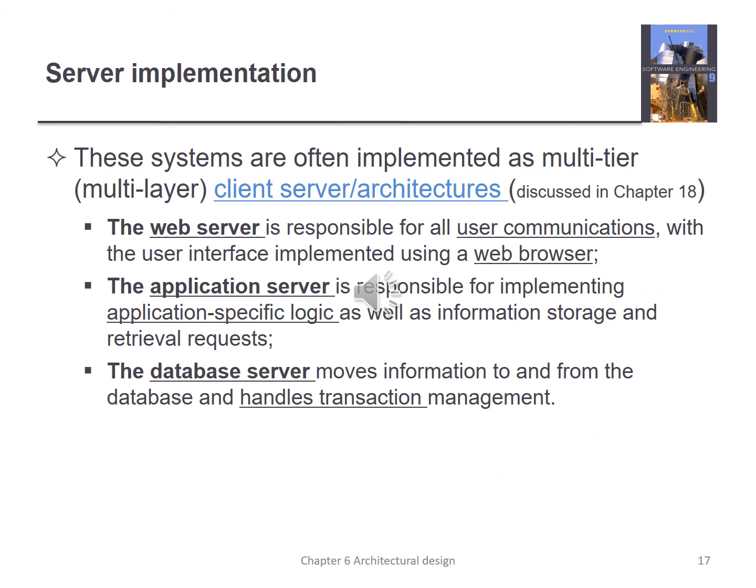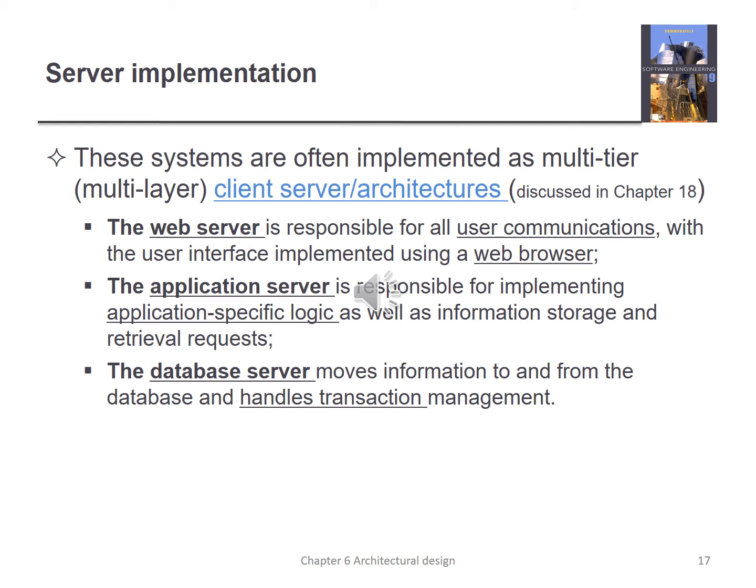So these systems are often implemented as a multi-tier client-server architecture, which is discussed in detail in chapter 18. The first tier is the web server, responsible for all user communication, with the user interface implemented using the web browser, which is the view. It is the one you send your parameters, your order, through, and then you receive back a receipt or anything.